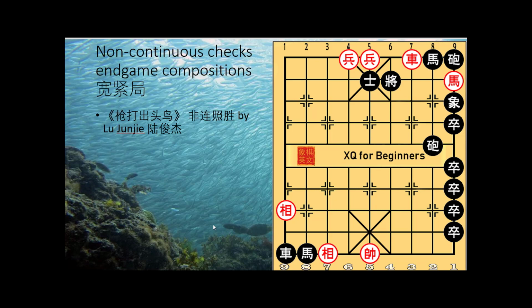For non-continuous checks endgame compositions, I found this not too long ago. It's believed to be over 200 plies, and it's quite an interesting puzzle with a very nice theme. But for introduction's sake, I will not go into detail for this puzzle.